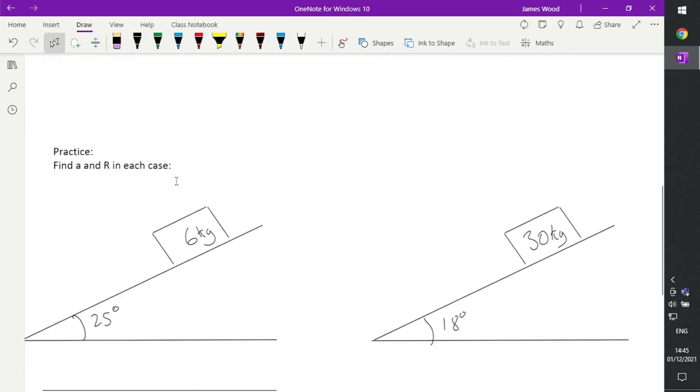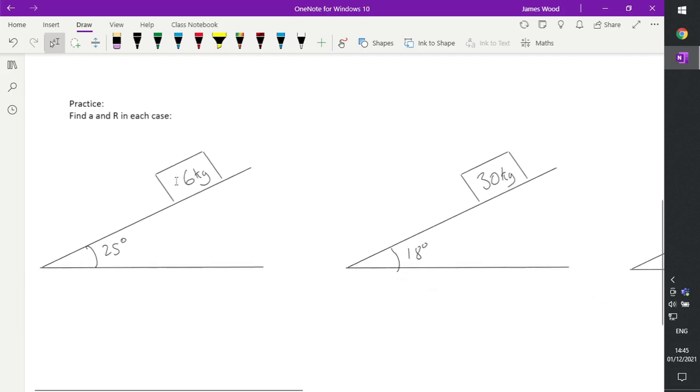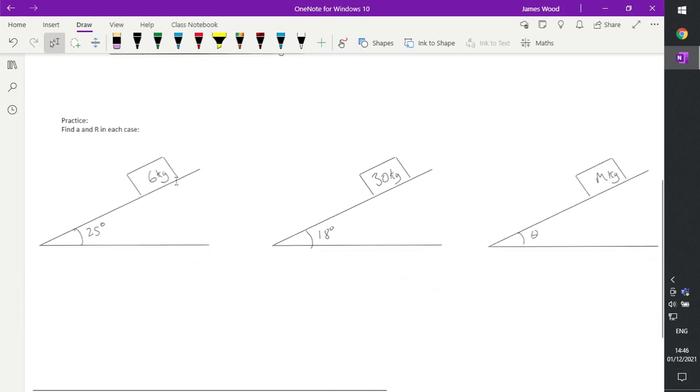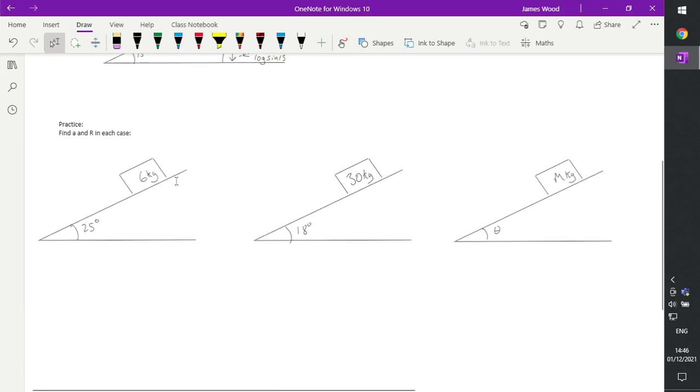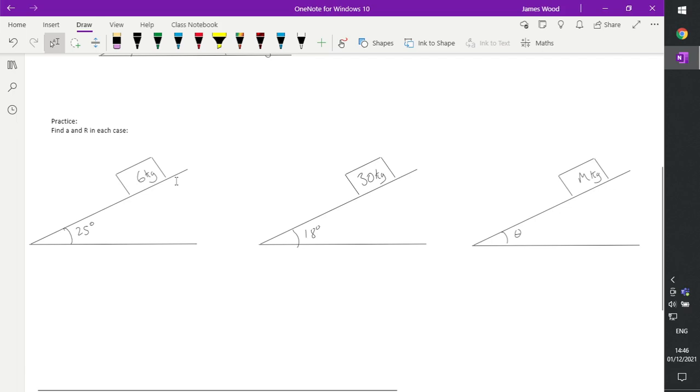Now, using that example, have a go at finding the acceleration and R in each of these cases here. So maybe pause the video and have a go at these three, and then I'm going to go through them.